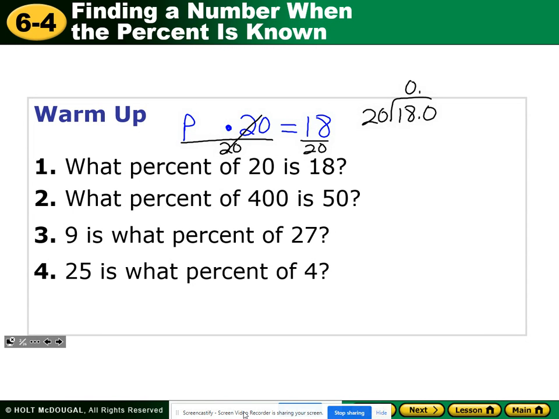But since it's a percent, do we want to write it down as 0.9? No, what do we want to write it down as? 90%. Do you guys remember how to change it to a percent from a decimal? Is that coming back, Anthony? Mostly, yeah. Okay, good. I just couldn't tell. I was having trouble reading it with the glasses and then the mask. It gets hard. All right, so 90%. Okay, that's pretty good.